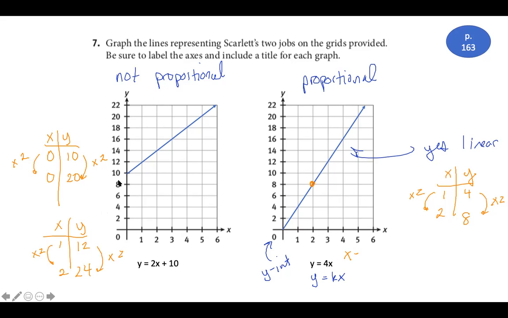Does everybody see that? So proportional relationships have the form y equals kx. They are linear. They have a y-intercept of 0. And if I double the input and double the output, if I start at a point, I can multiply times any factor and I'll find another point. Non-proportional relationships have a y-intercept that is not 0. If you double the input, you will not get double the output.